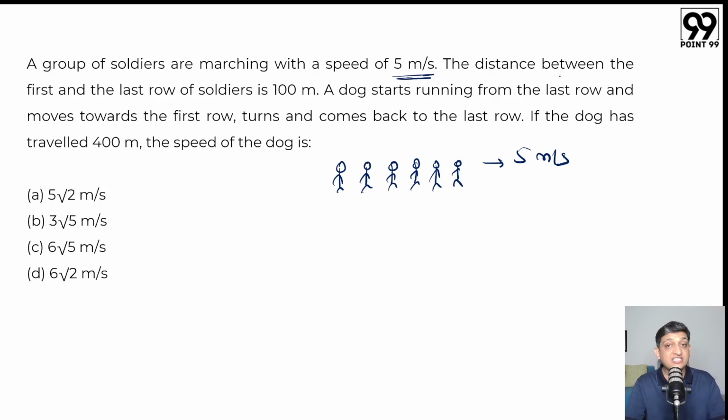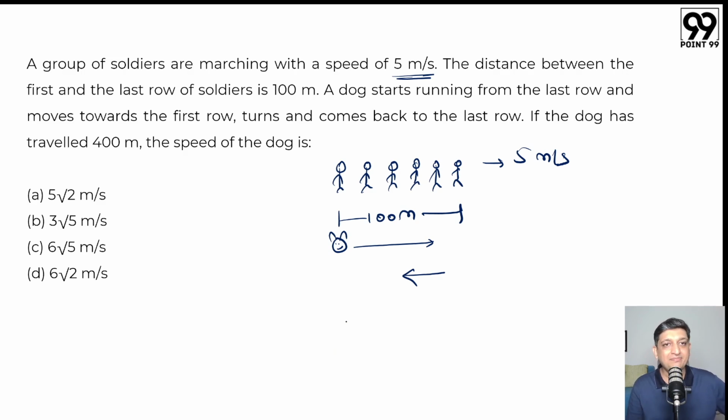If the distance between the first and the last row of soldiers is 100 meters. So this is basically the length of the unit or the group that is marching, which is 100 meters. A dog starts running from the last row and moves towards the first row. Then when it reaches the first row, it turns and goes back to the last row. Now the dog has traveled 400 meters rather. What is the speed of the dog?